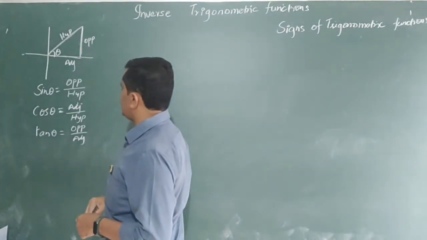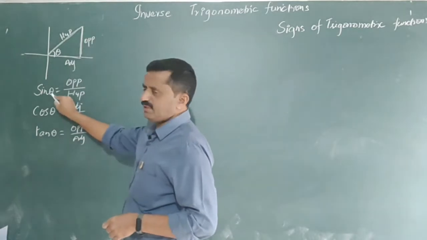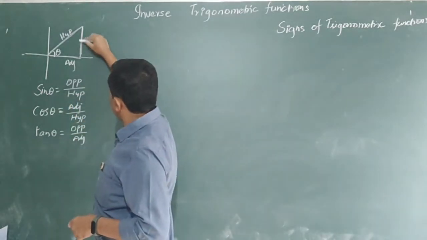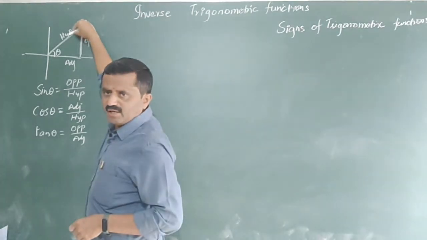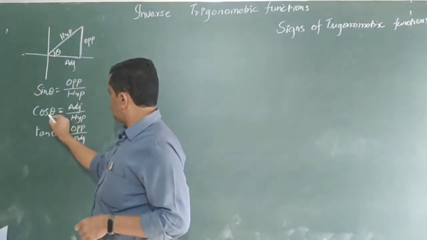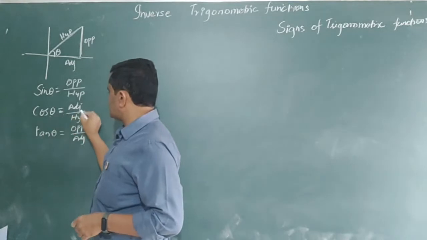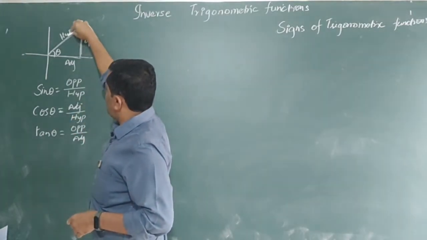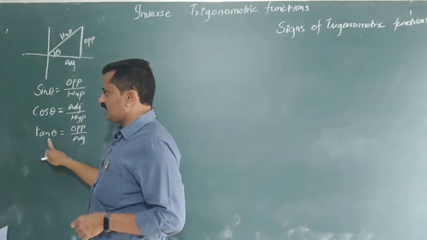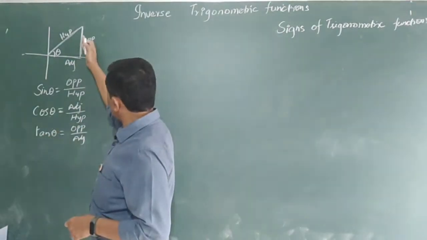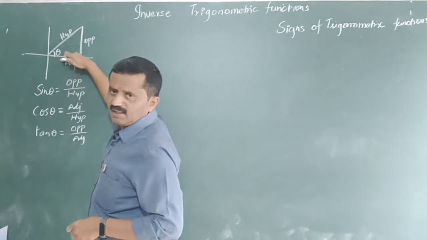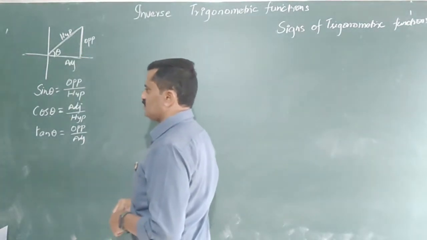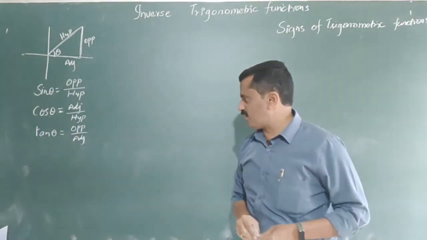In terms of sides, sin theta can be represented as opposite by hypotenuse. Similarly, cos theta is represented as adjacent side by hypotenuse, and tan theta is represented as opposite by adjacent side. Similarly, we have some important formulas.